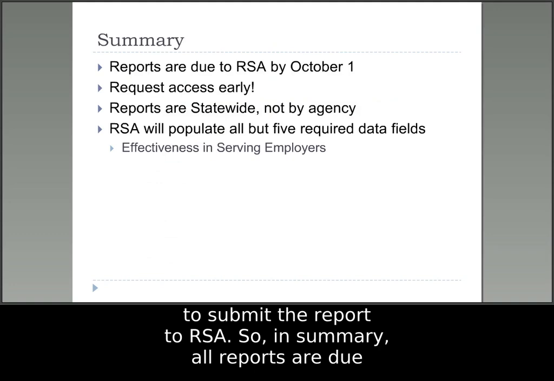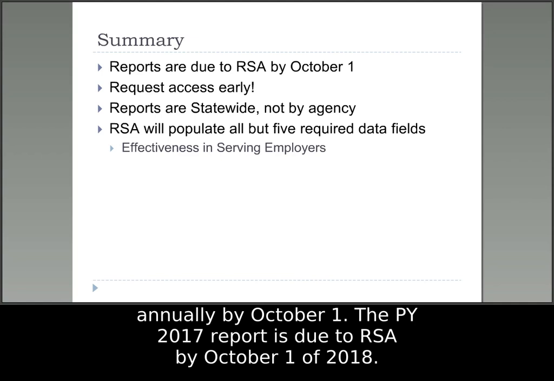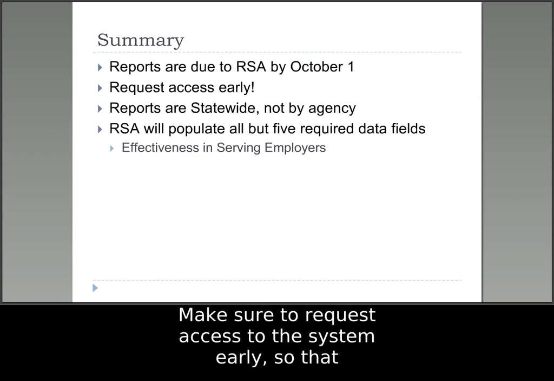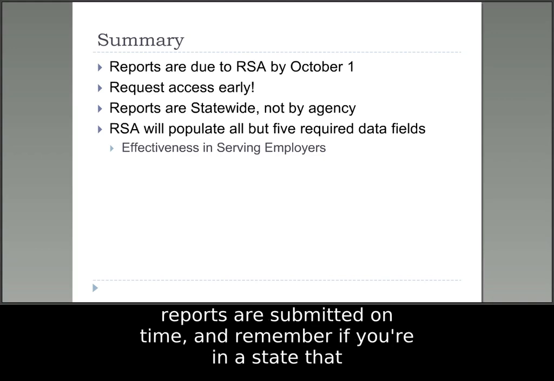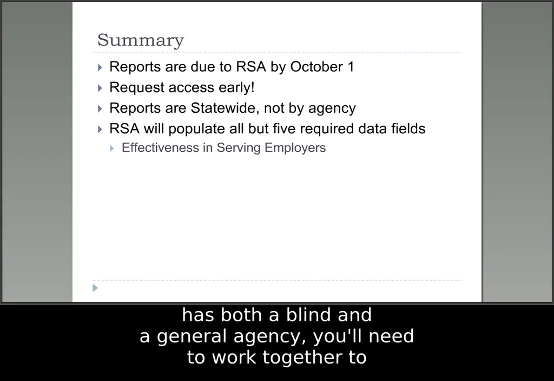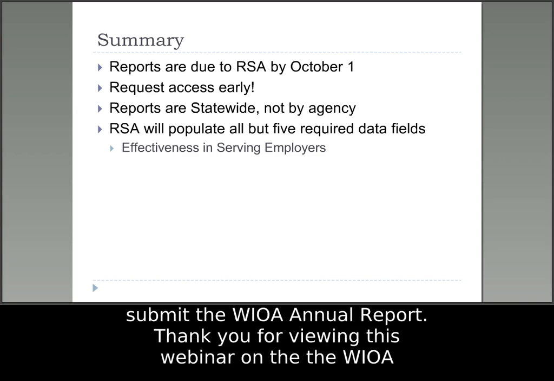So in summary, all reports are due annually by October 1st. The PY 2017 report is due to RSA by October 1st of 2018. Make sure to request access to the system early so that reports are submitted on time. And remember, if you're in a state that has both a blind and general agency, you'll need to work together to submit the WIOA annual report.